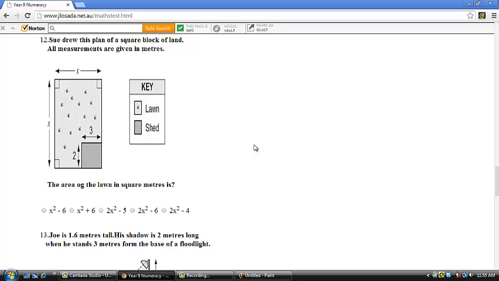For question 12, we have a plan of a square block of land. All measurements are given in meters. The area of the lawn in square meters is, well, it would be x squared minus 6. It's very clear. X squared gives us the area, all of this area, and 3 times 2 gives us the area of this dark rectangle. So the area of the lawn is actually the whole area minus the area of the dark rectangle, which is x squared minus 6.